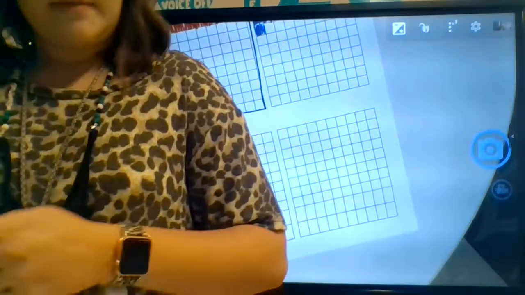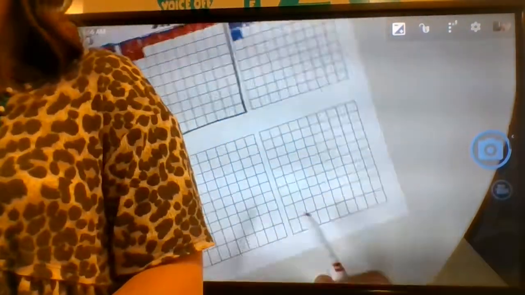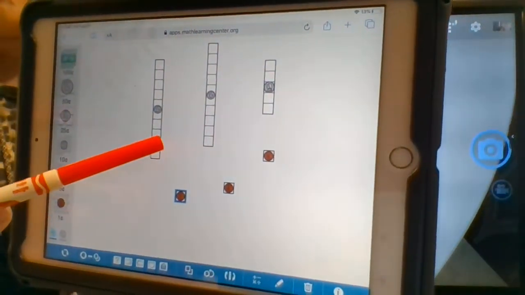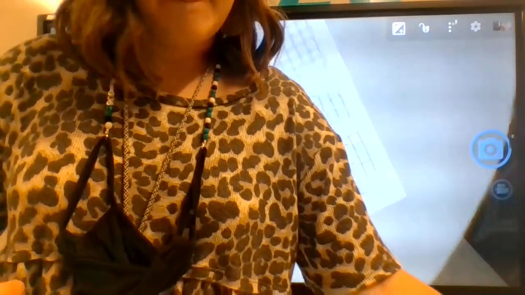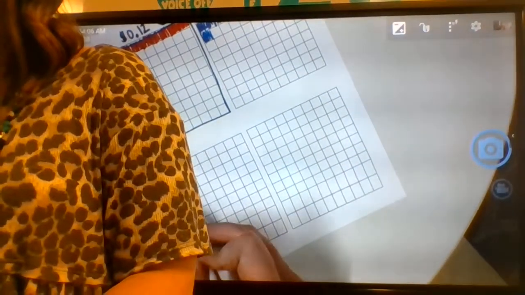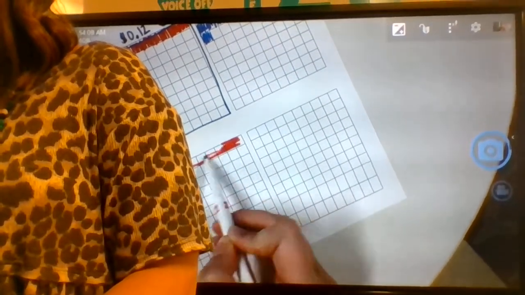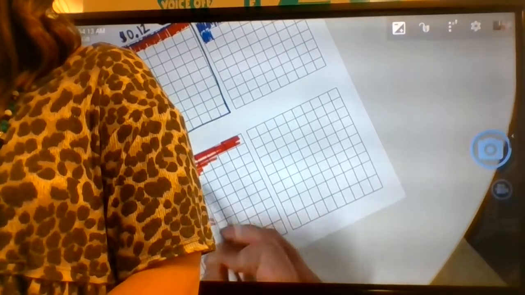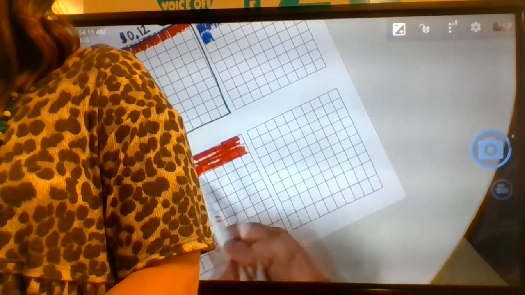So let's color it in. Okay, so we know that a dime is worth 10, so I need to color in 2 sets of 10. So let's go. We know that one row on here is 10, so I've got 10. I've got another 10. Sorry guys, you can't see that.